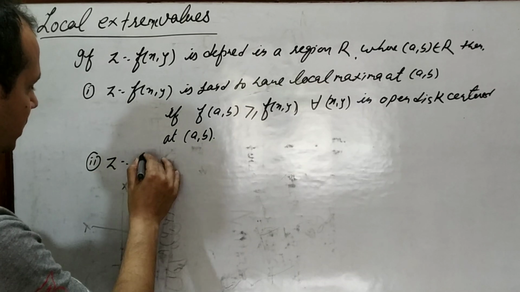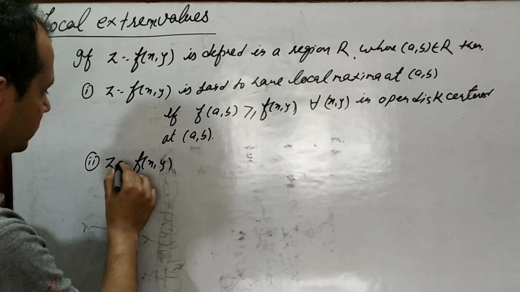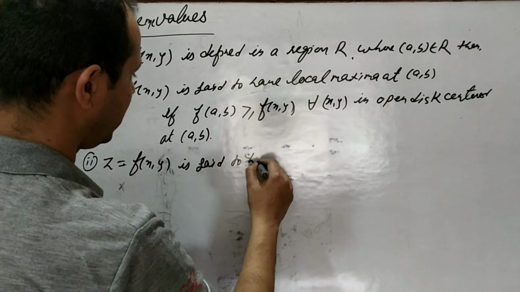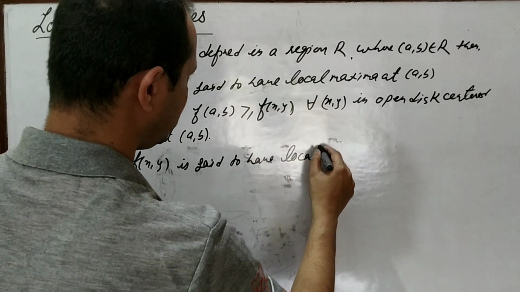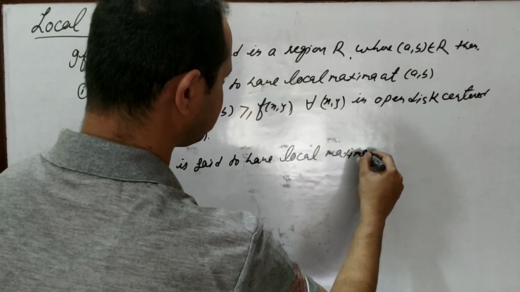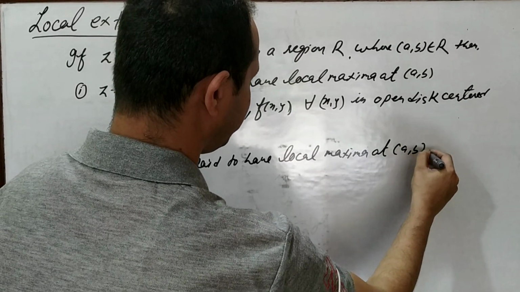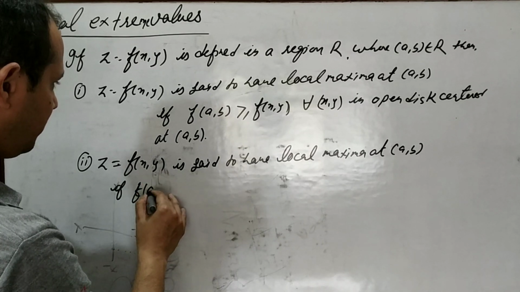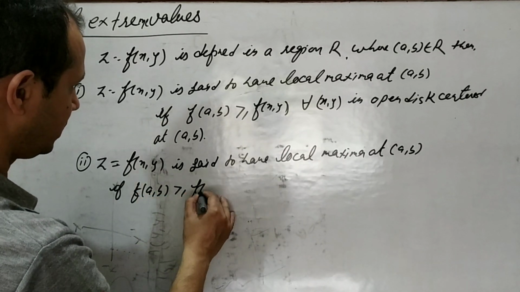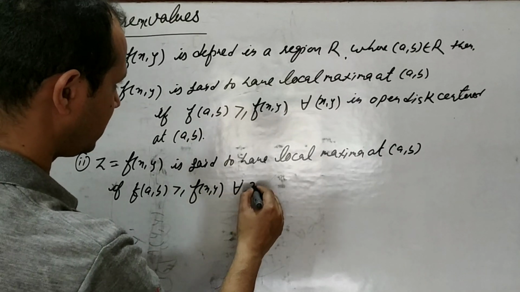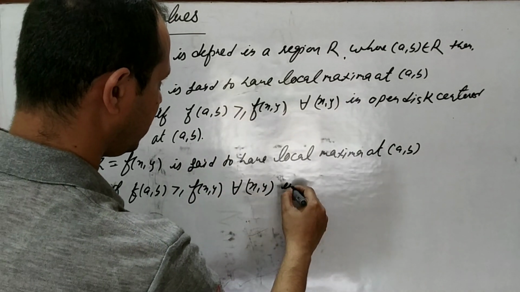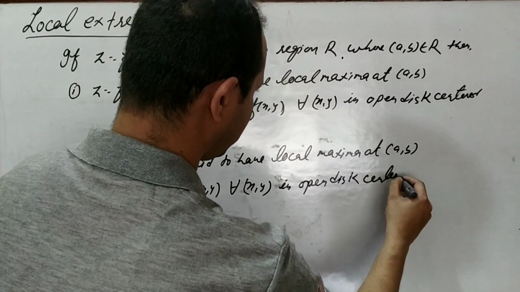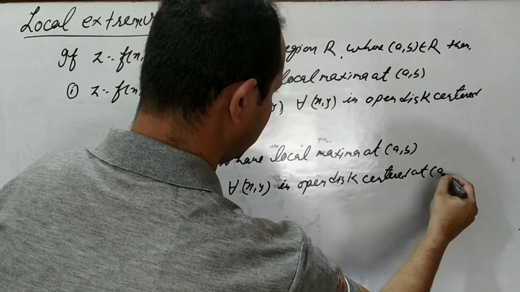Secondly, z equal to f of x y is said to have a local minima at (a, b) if f of (a, b) is less than or equal to f of x y for all (x, y) in an open disk centered at (a, b).